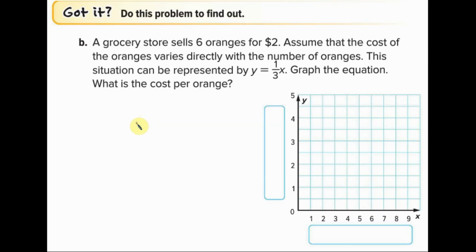Similarly, a grocery store sells 6 oranges for $2. Assume that the cost of the orange varies directly with the number of oranges. This situation can be represented by y is equal to 1/3 x. Graph the equation. What is the cost per orange? So first, let's identify what I need to answer. The first one is to graph. The second one is I need to find how much it costs per orange. The information that's given to you, there are 6 oranges for $2. I again need to know which one's your x and which one's your y. That information is written right here, where it says something varies directly with. They're saying the cost of orange varies directly with the number of oranges.